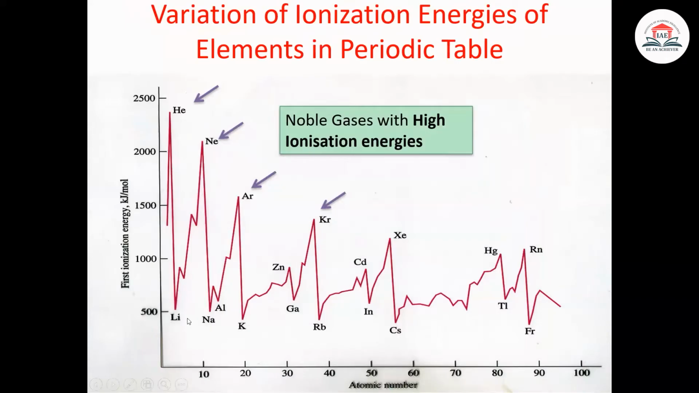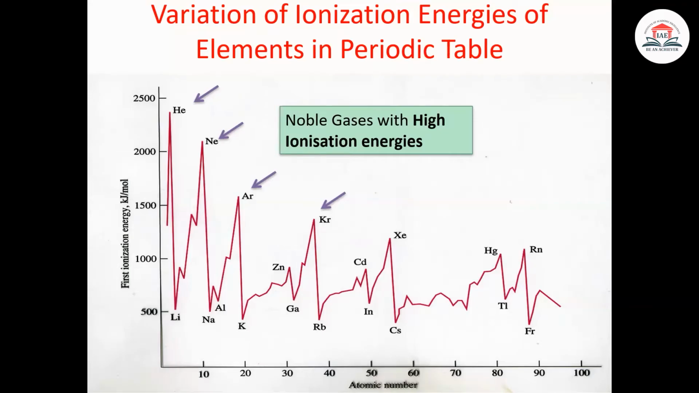What is most recognizable in this graph is that the top positions are occupied by the noble gases, which are helium, neon, argon, krypton, xenon. As we know, noble gases have the highest ionization energies because their octets are filled up. Therefore they are most reluctant to give up any electrons, hence they have the highest ionization energies.